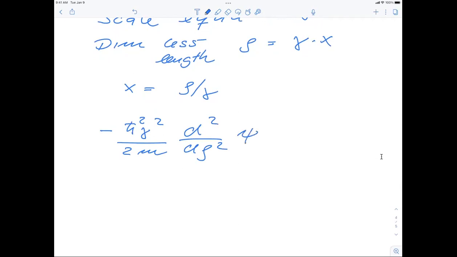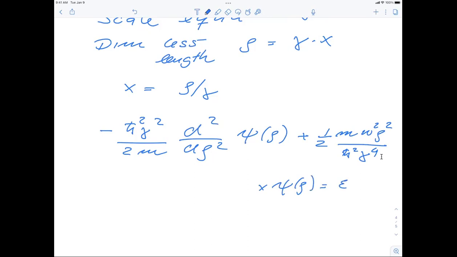Remember that the argument to the wave function always has to be dimensionless. So we've been scaling it, and psi depends on rho through this scaling. And then we have plus 1/2 m, and now we have to be a little bit careful because we have to bring in this parameter. So we have a rho cubed, but now we need to divide this by h bar squared and multiply it with this parameter gamma to the power of 4. This is multiplied with psi of rho, and this is equal to the energy times psi of rho.